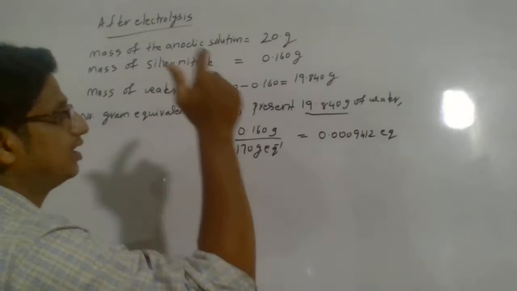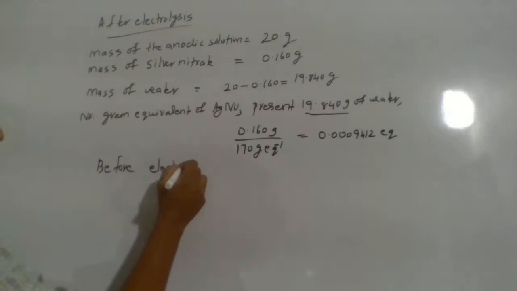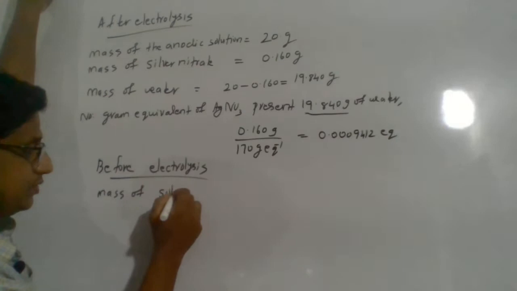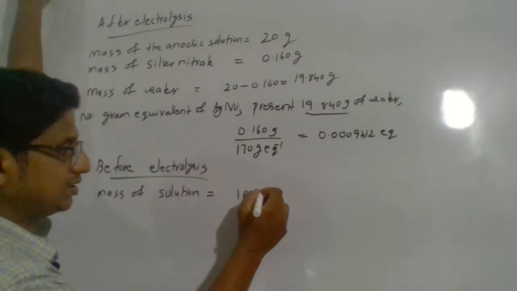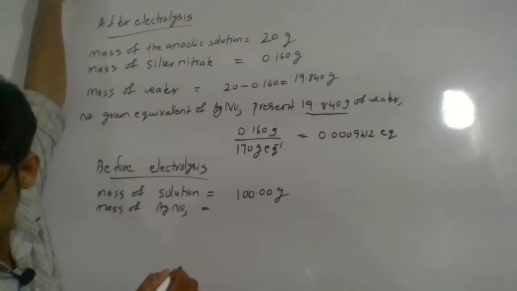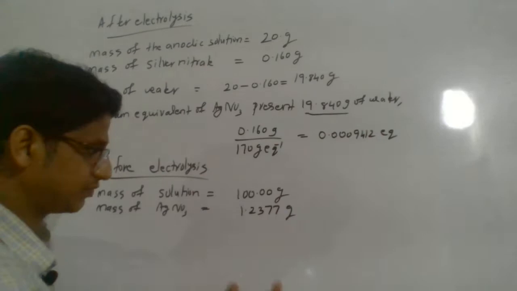Now consider before electrolysis. That's the way you have to proceed with the problem. After electrolysis and before electrolysis you have to consider. Before electrolysis, the same thing, the mass of anodic solution. Mass of the solution is given, 100 gram was the initial mass of the solution. Then the mass of silver nitrate that is present before electrolysis was 1.2377. Please note, the mass of silver nitrate is 1.2377. In the problem, I think it is 1.25. Please make sure it is 1.23.